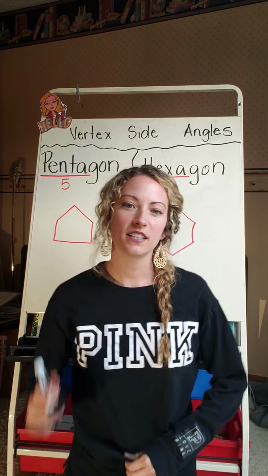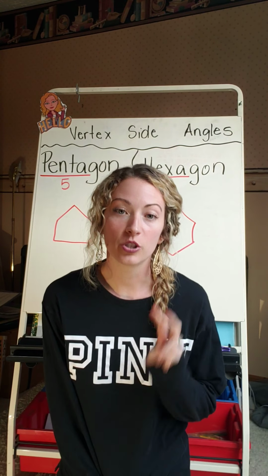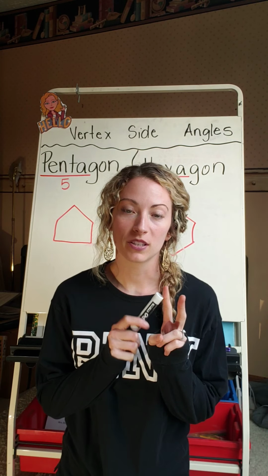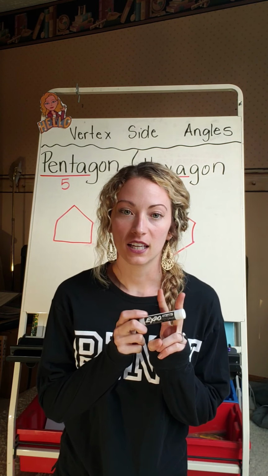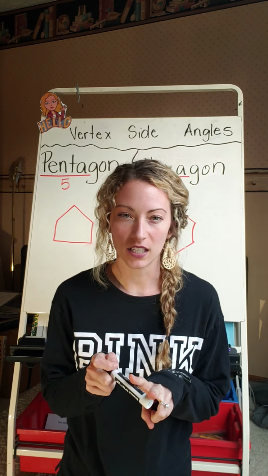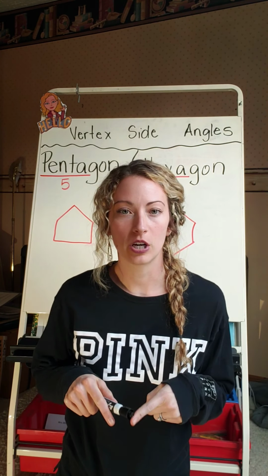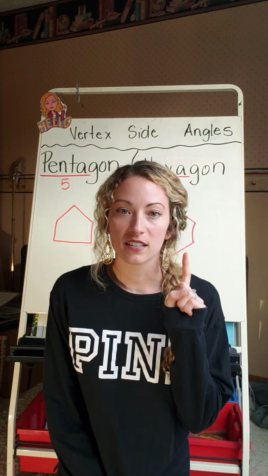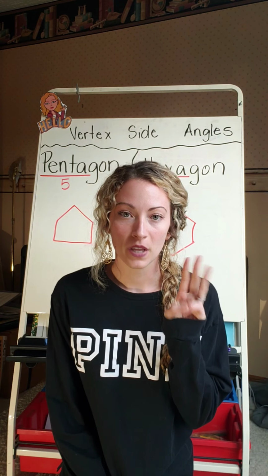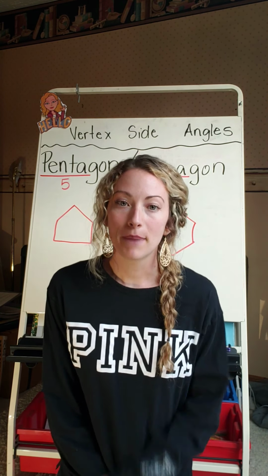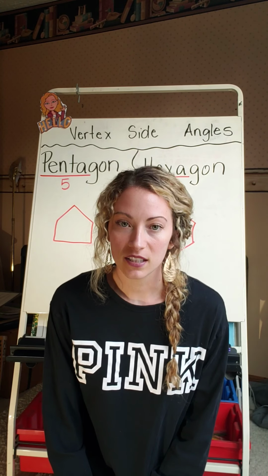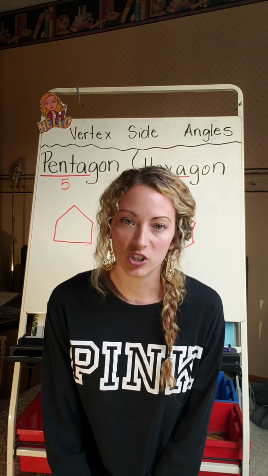All right, today's math lesson, we are going to be learning two shapes. One shape is called a pentagon, and the second shape is called a hexagon. You might already know these shapes, but we're going to dive into them using our vocabulary words, which is vertex, side, and angle. So we're going to start with the word pentagon, and a pentagon is a five-sided shape.